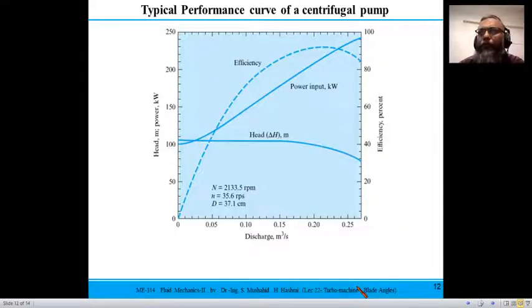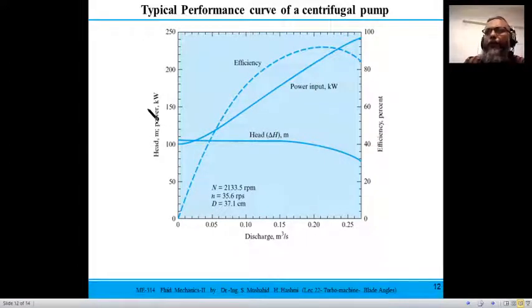If you look at the performance curve of this typical impeller, here you see the head. As the flow rate is increasing, head is constant, and then on further increasing the flow rate it starts decreasing. So you can think of this as being like backward curve blades. Whereas this line is representing the power which is required at the shaft to run this pump. So the more the flow rate, the more the power requirement.